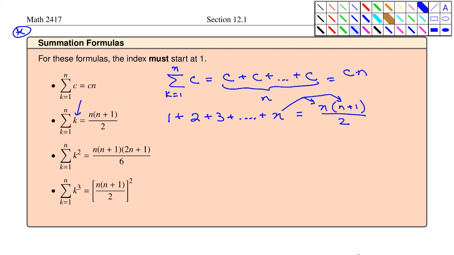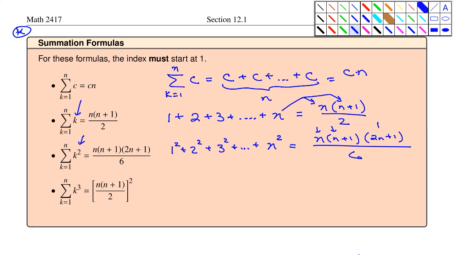The third one says you're going to take the sum when you square the index variable. So you're going to have 1 squared plus 2 squared plus 3 squared all the way up to n squared. This is equal to n times n plus 1 times 2n plus 1 divided by 6. So n, the last number, the index that you use, goes here, 1 plus that, and then twice that plus 1 goes there.